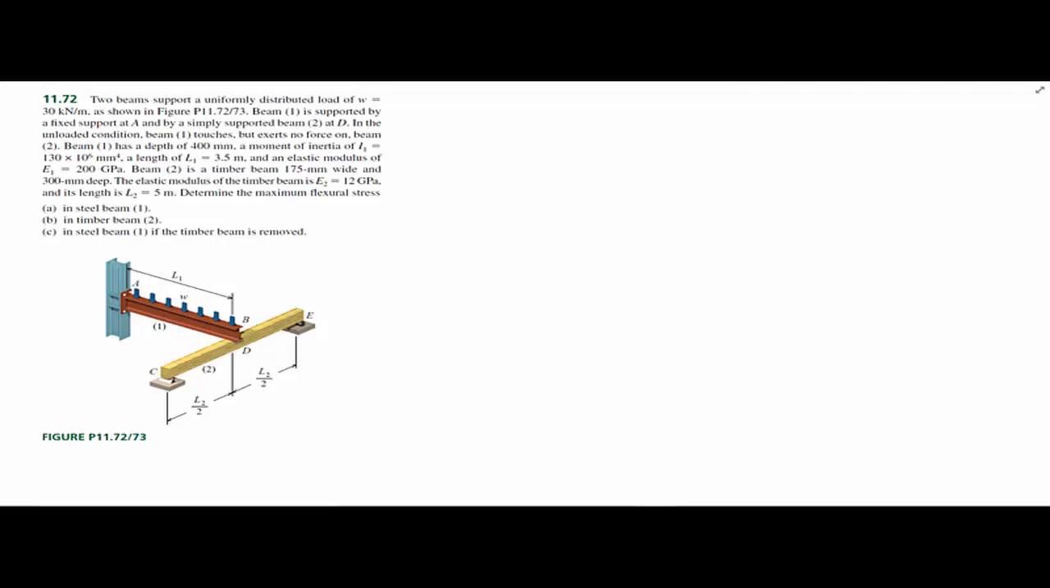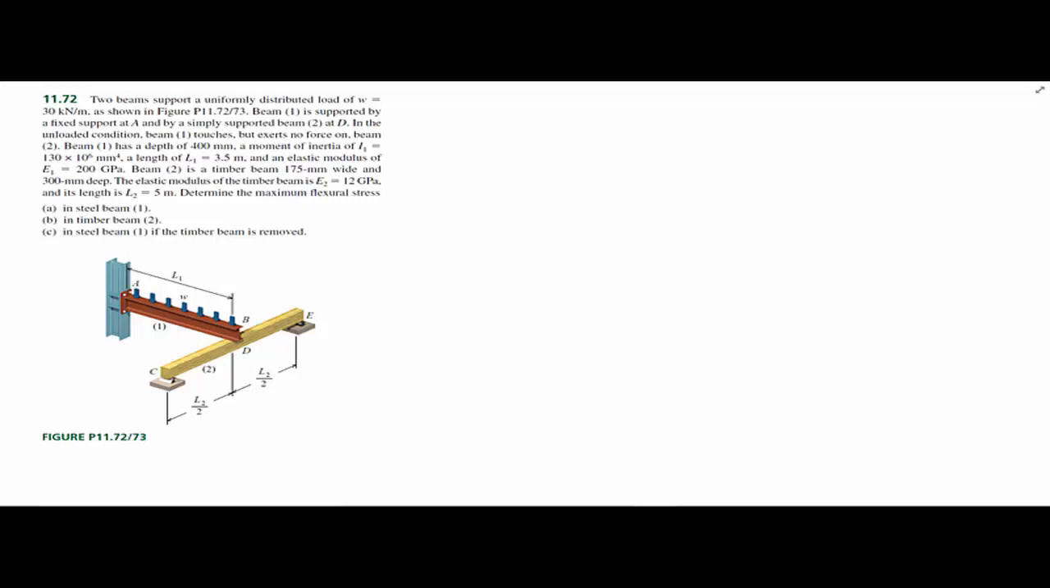Beam 1 is supported at the fixed support and then supported by the simply supported beam. So beam 1 is the cantilever beam here, the steel beam, and then beam 2 is the simply supported timber beam. And a couple of notes here. It says, in the unloaded condition, beam 1 touches but exerts no force on beam 2.